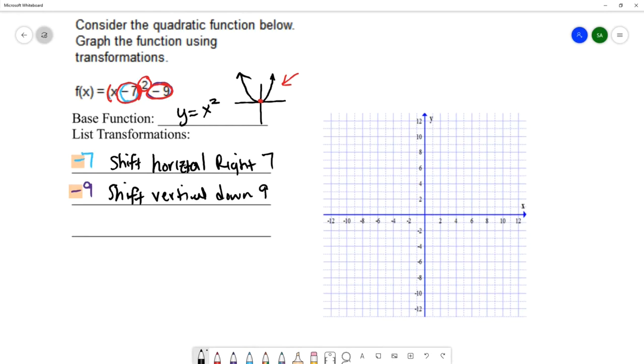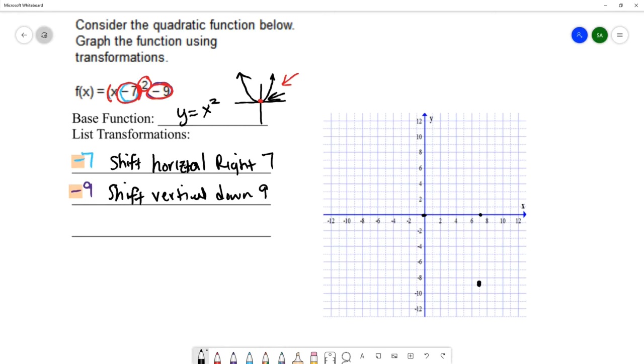So what I'm going to pay attention to is that (0, 0), where the vertex was that we talked about earlier. If we take that point of (0, 0) and shift that point to the right 7 and down 9, that's going to get us to the new location of our vertex. So we start at the vertex, go to the right 7, go down 9, and that is the new location of our vertex.